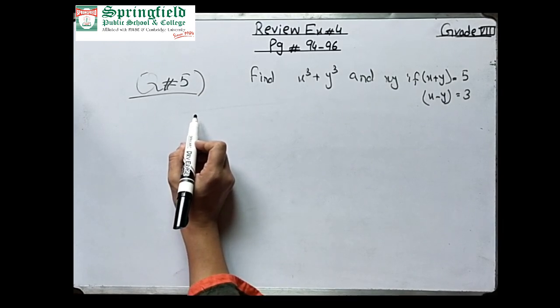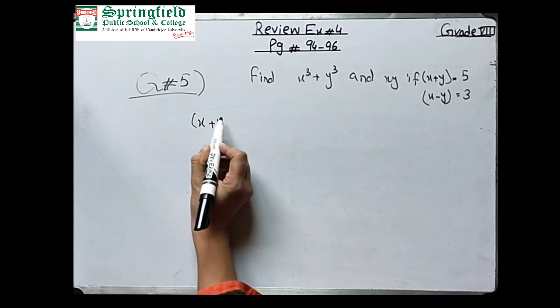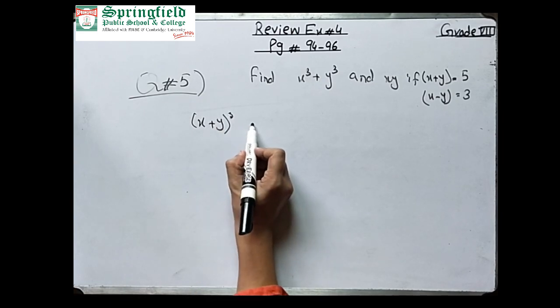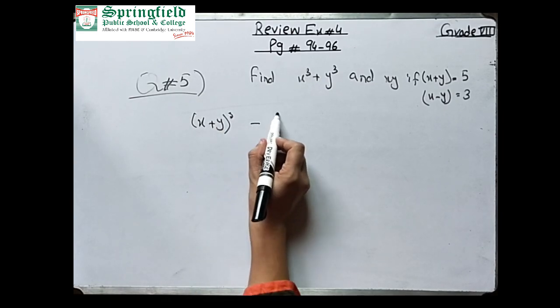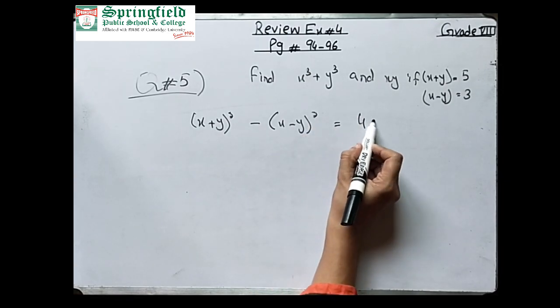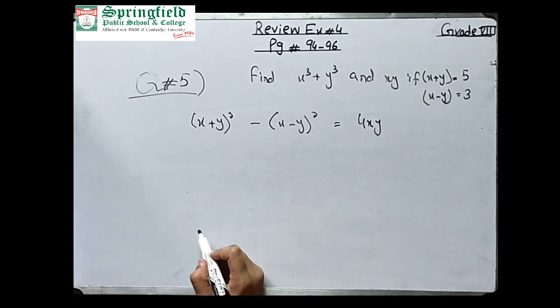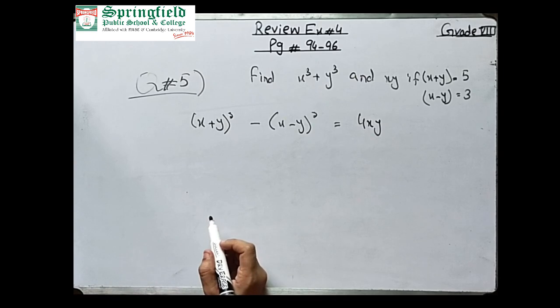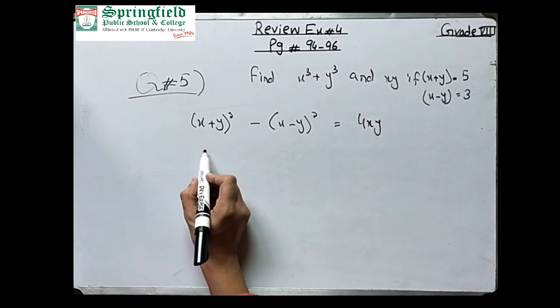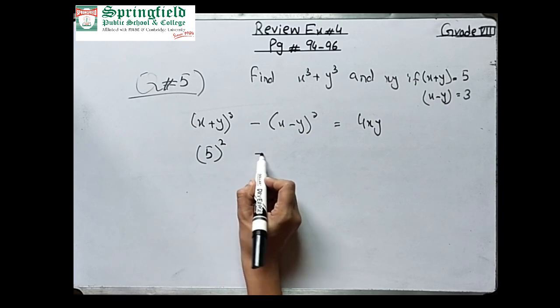As we have to use this formula: (x + y)² − (x − y)² = 4xy. Fine, this is the formula. Now put the value of x + y here. So x + y whole square means write down the square.